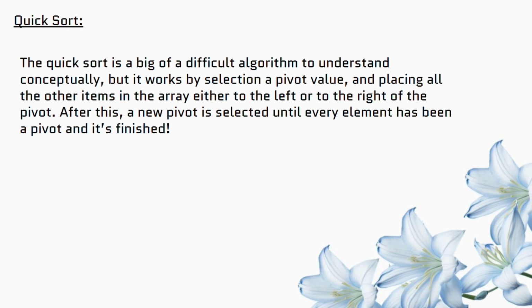The quick sort. Moving on to the quick sort, and let's go over how it works. So I think it is the most difficult algorithm to program, but I also think it's kind of difficult to understand conceptually. But it works by selecting a pivot value, and it does not matter how you select this pivot, as long as it's consistent. But then you place all the items in the array either to the left of the pivot or to the right of the pivot, depending on whether it's less than or greater than the pivot. And then after this, a new pivot is selected, and this occurs until every single element has been a pivot and it's finished. That's how we know in the quicksort it's finished.